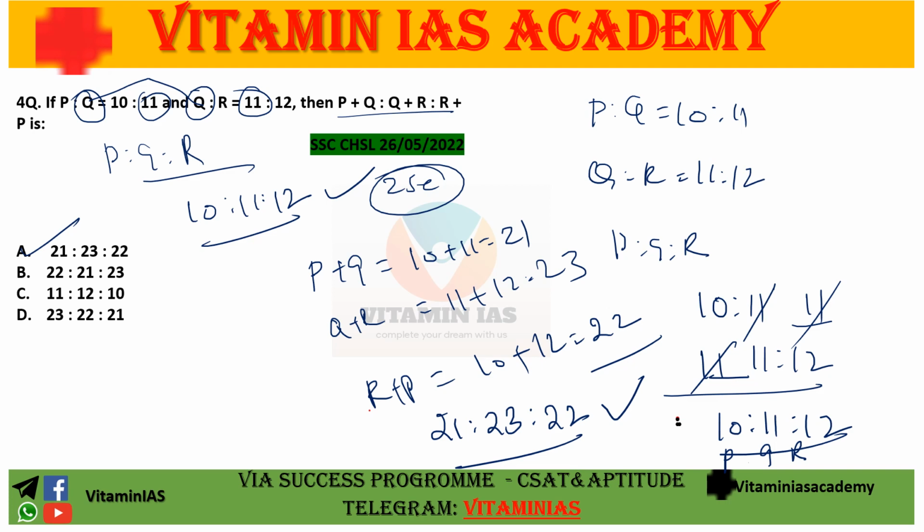Here again I'm telling you, if Q and Q are the same, simply we can write 10, 11, 12 as the ratio of P is to Q is to R. Please be aware, this type of question was asked in SSC CHSL in 2022, means recent papers only.